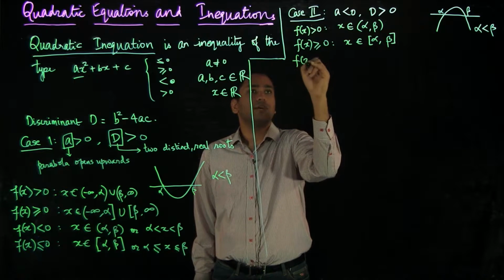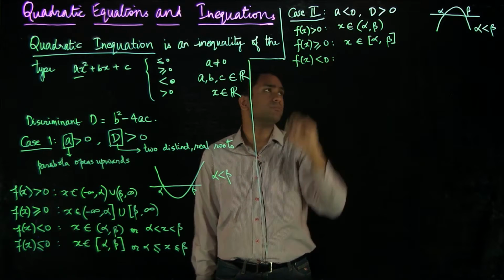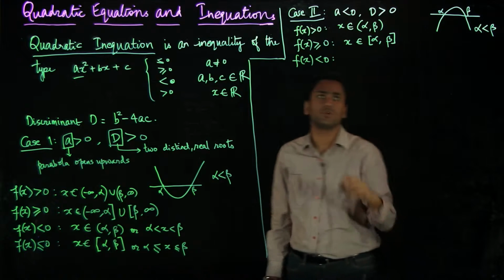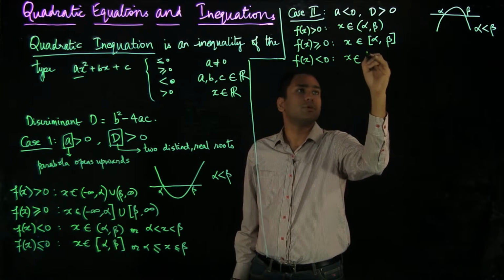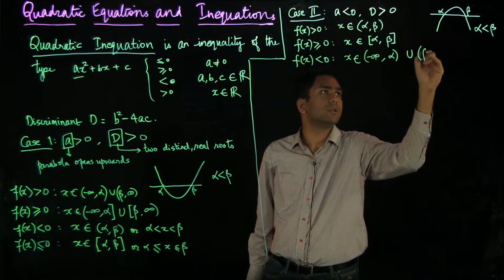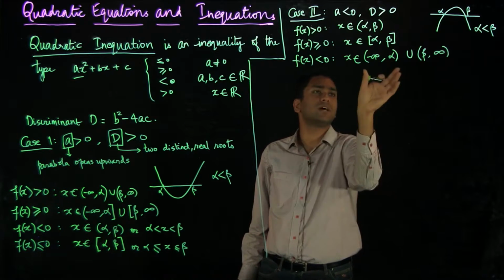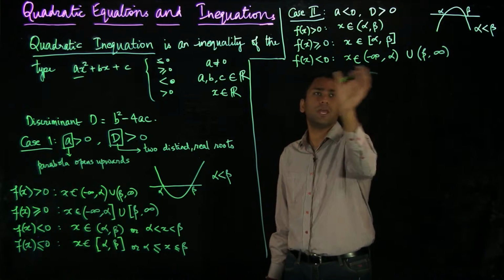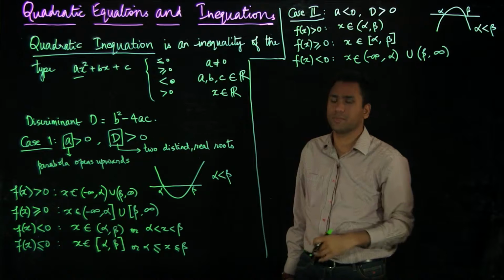And if you were to solve f(x) less than 0, that would be this part of the number line and this part of the number line. So you would include the numbers going from minus infinity to alpha union beta to infinity. So the union means that you need to combine. Union is basically an OR operator. So x can either be here or it can be here.